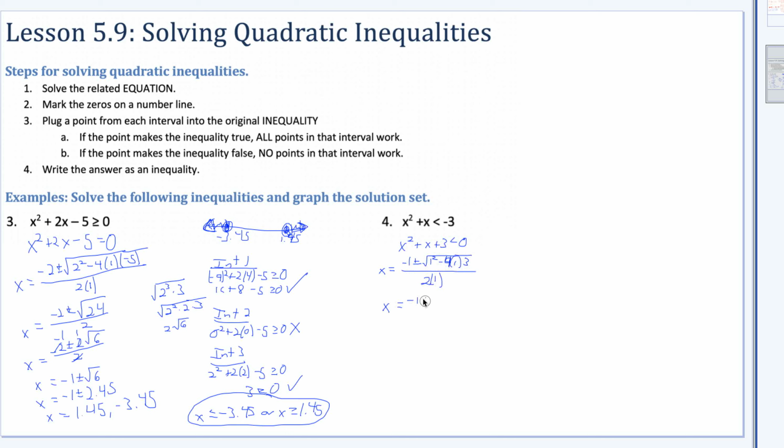So this is all over 2 times 1. Simplifying, we have -1 plus or minus the square root. Well, this is going to be 1 minus 12, so -11, over 2, and we have a negative under our square root, so that means we have an i. So negative 1 plus or minus the square root of 11 i all over 2.